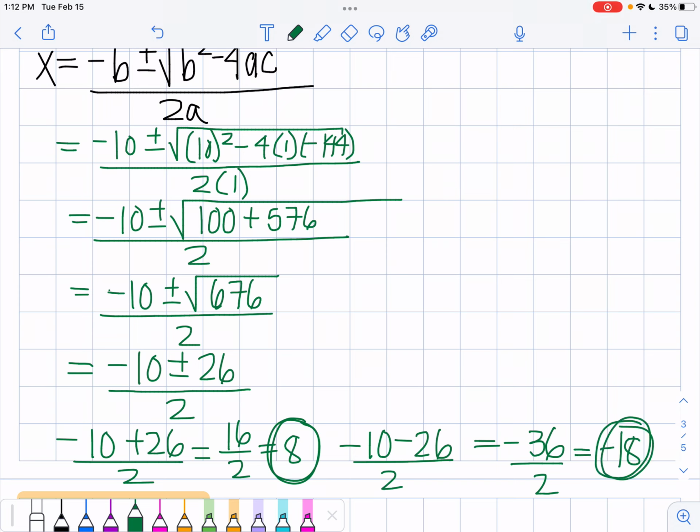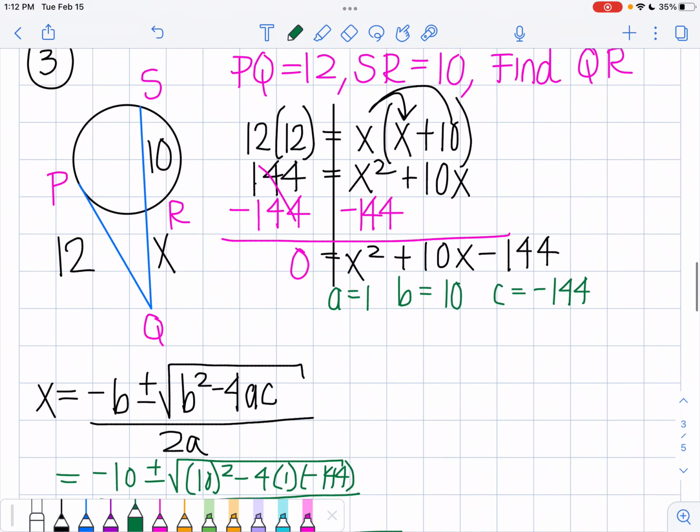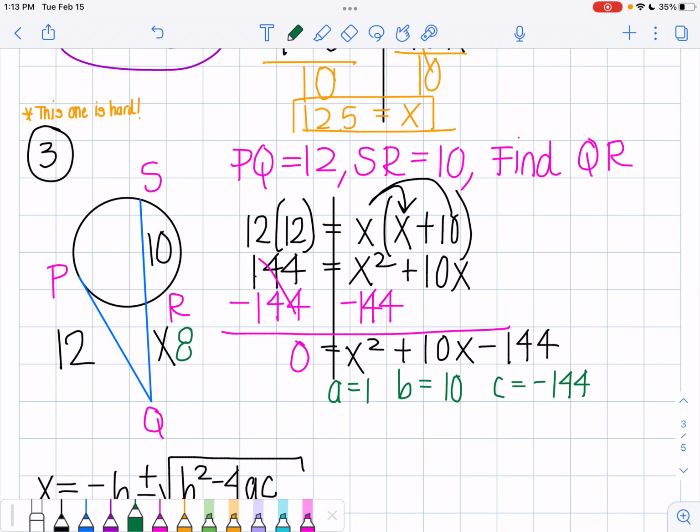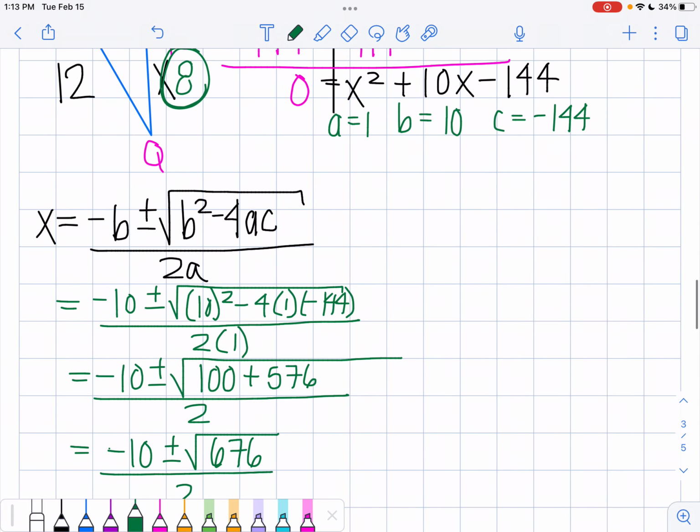Does it make sense to have a negative length for a line segment? No. So this 8 would be my only answer. So x is equal to 8. Now, I do want to show you how to do this by factoring also. So I'm going to draw a line here down the middle. This was the quadratic formula, and this way I'm going to factor.